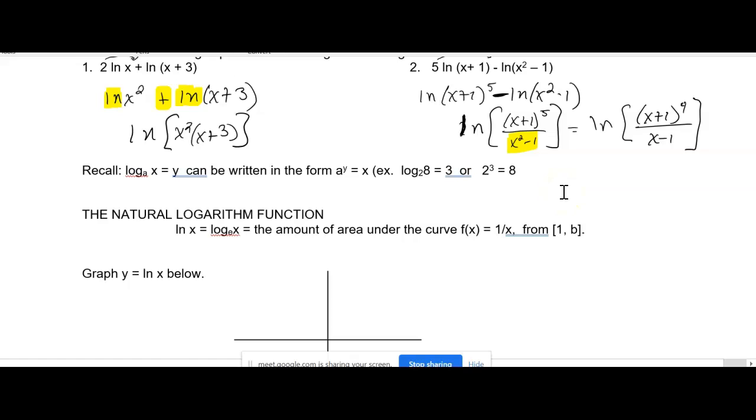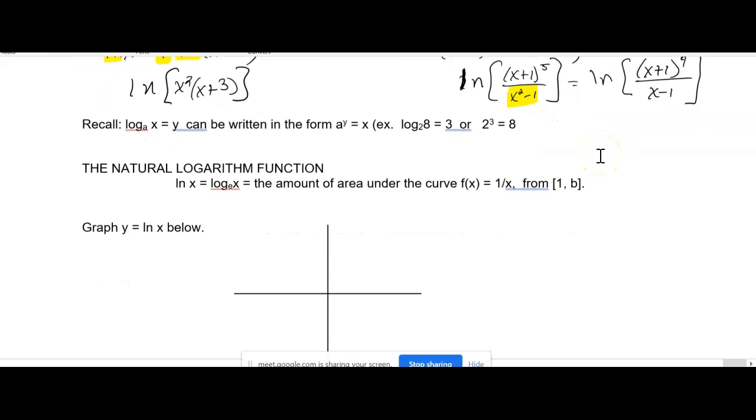What's that? Oh, sorry. Yeah, you're right. It does look like a 9. It's a 4, I promise.